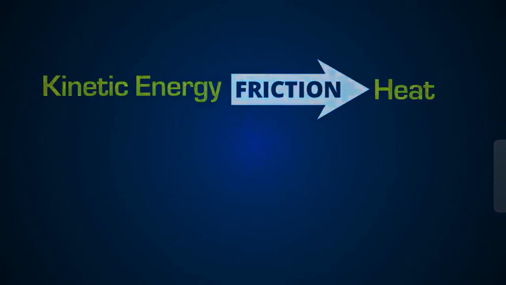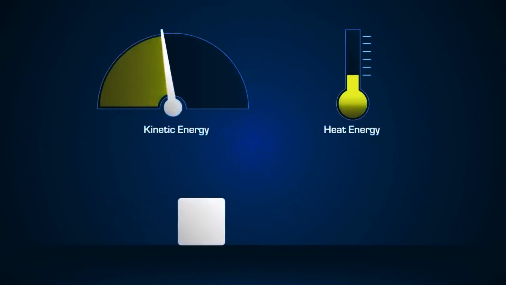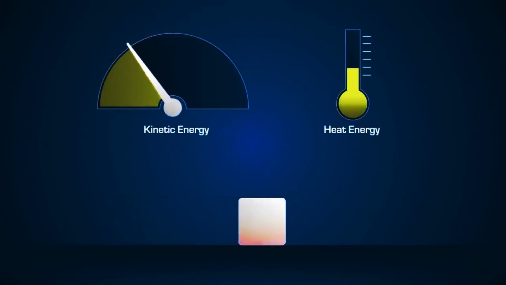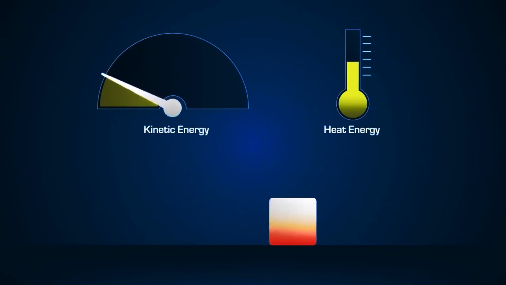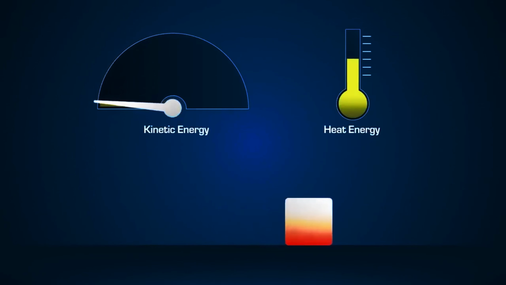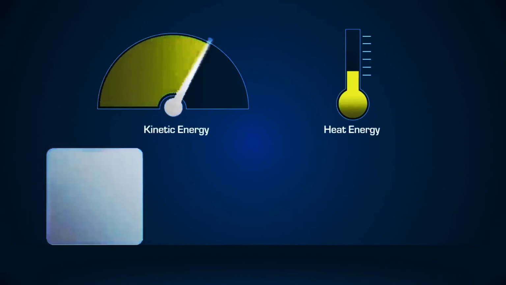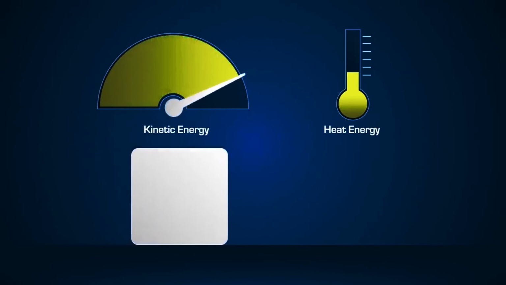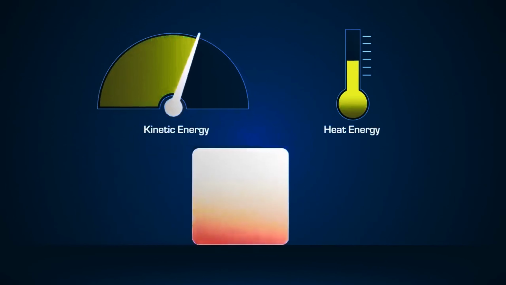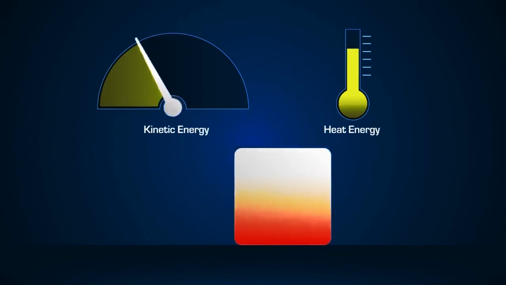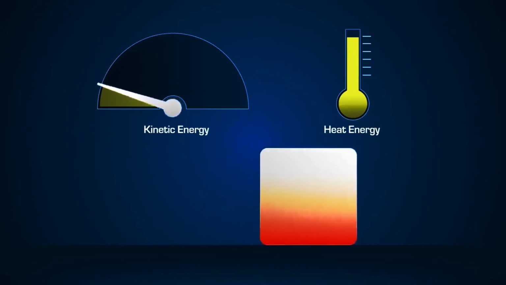But what is friction? Friction is the resistance an object experiences when one surface moves against another. As you can see, our block is now sliding along the floor, and friction is converting its kinetic energy into heat energy, slowing the block and eventually bringing it to a stop. A heavier or faster moving block possesses more kinetic energy. This means that more kinetic energy is converted to heat as friction slows the object.